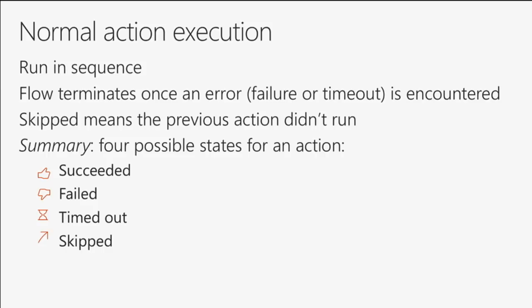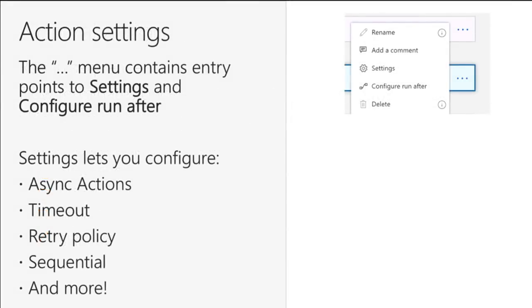Now, there's an additional status on flow actions called skipped. And that means that the previous actions did not run. So between the failure, the fact that an action can just time out, it can never respond, and skipped, there are actually 4 possible states for an action. So succeeded, failed, timed out, and skipped. Now, that's important in just a moment, when I will go through the error handling section.